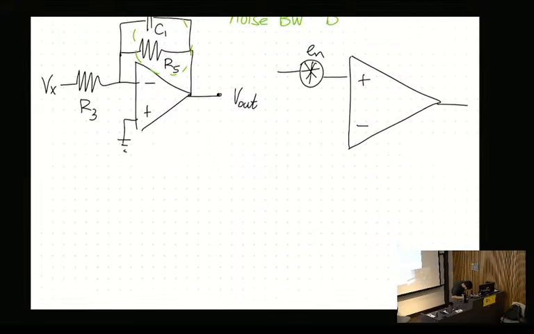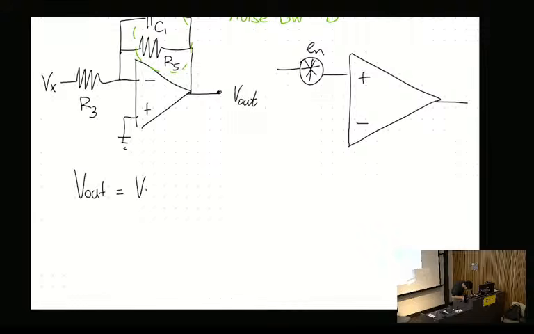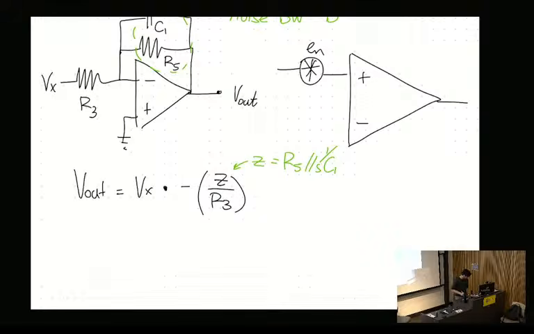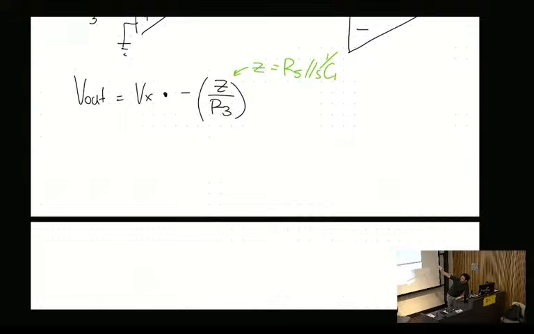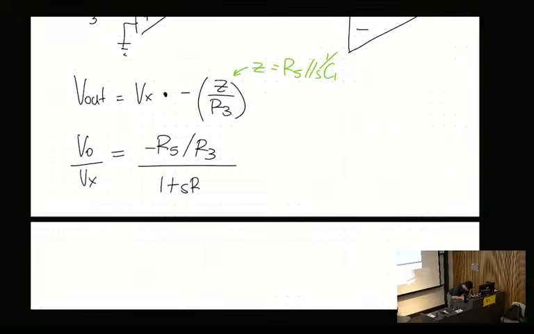So then you just do V out equals Vx times negative Z on R3, where Z is R5 in parallel with 1 on SC1. Okay, so we have that, and then I'm just going to skip actually subbing in all those variables, because then we just end up with R5 on R3. So V out on Vx is equal to that on 1 plus S R5 C1.